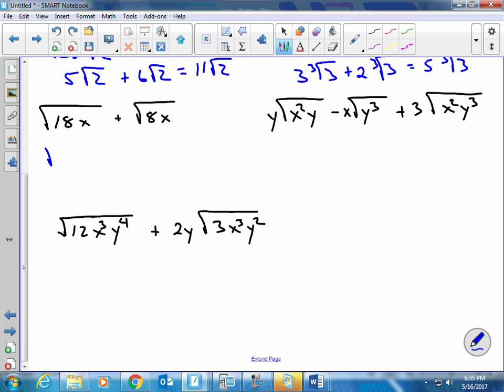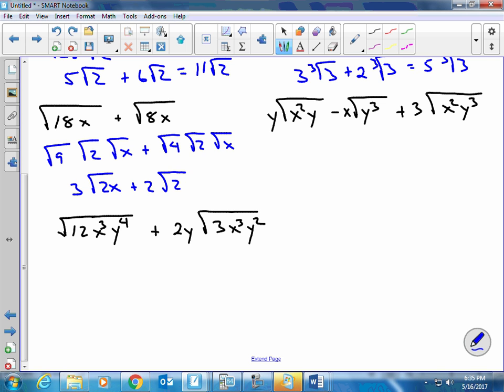So 18, I deal with the number first. 18 breaks down into 9 and 2, and the x I can't do anything with, so I have 3 on the outside and the square root of 2x on the inside. 8, I can break down into 4 and 2, and I can't do anything with the x. So on the outside I get 2, on the inside I still have 2x. Well, what's on the inside is still the same, so I add them together just like I would normally. All right, try the next one.